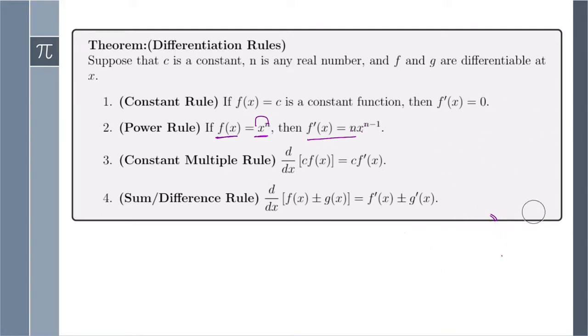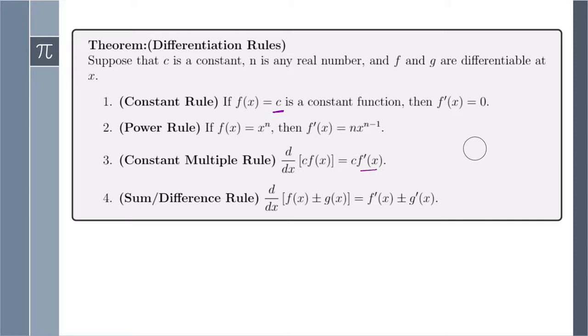Now, similarly, there's another rule, which is the constant multiple rule. The derivative of a constant is 0. But if we are multiplying a function by a constant, then the constant stays as it is, and we find the derivative of the function. For example, if we have 5x to the fifth, now 5 stays as 5, and then we find the derivative of x to the fifth, and then we multiply. So that's the constant multiple rule.